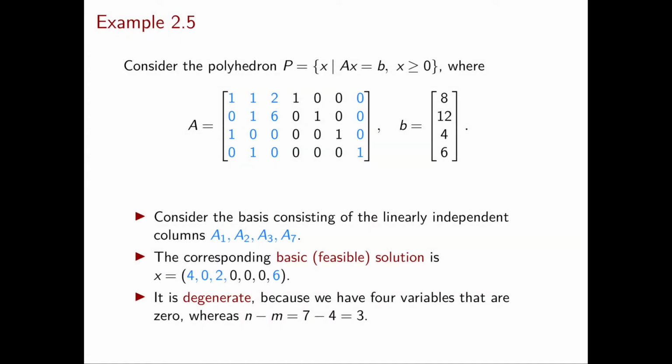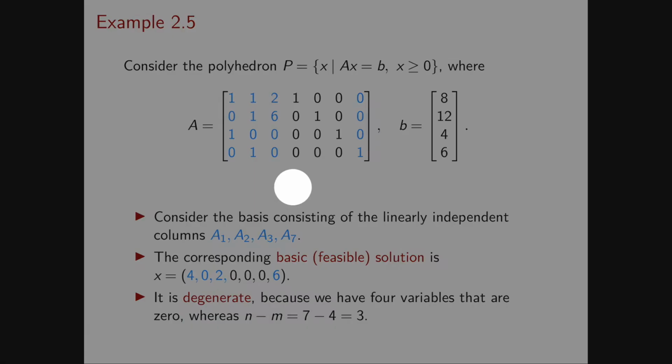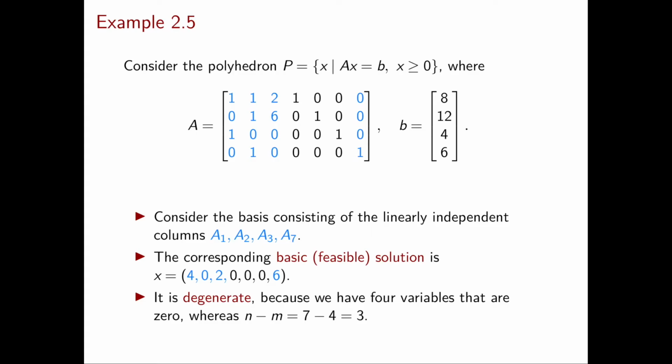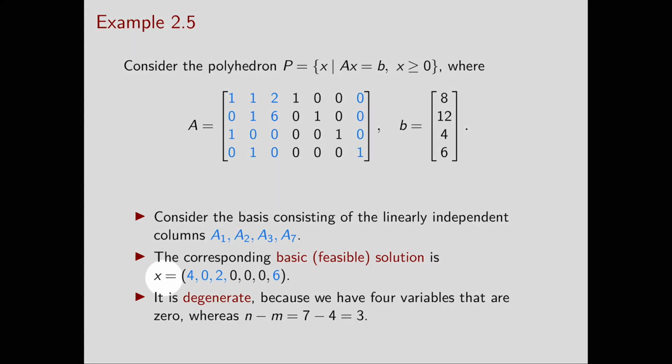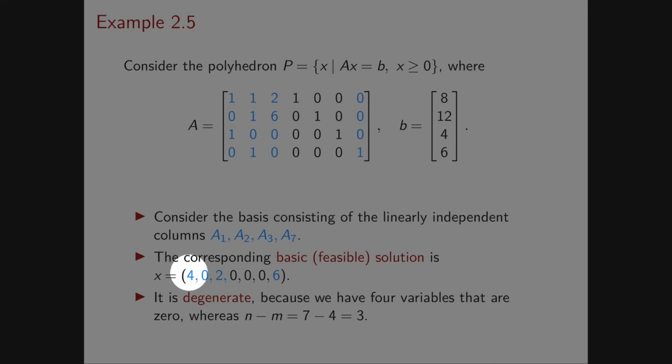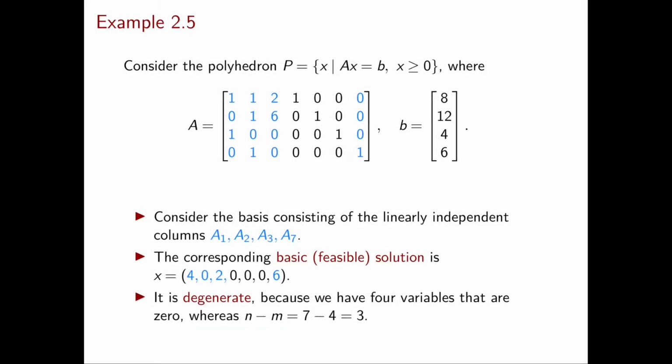Now you know very well how to compute the corresponding basic solution. We set to 0 the non-basic variables, and then we solve the remaining system of equations to obtain the basic variables. If you carry out these computations, you will find that the corresponding basic solution is this one over here, which is (4, 0, 2, 0, 0, 0, 6). By the way, since all the components are greater than or equal to 0, this is also a basic feasible solution. Now we should check for degeneracy.